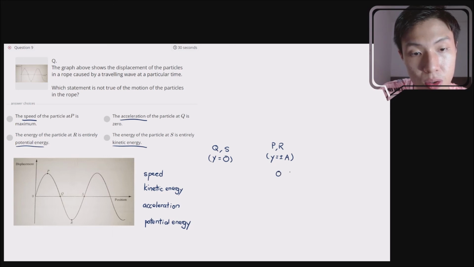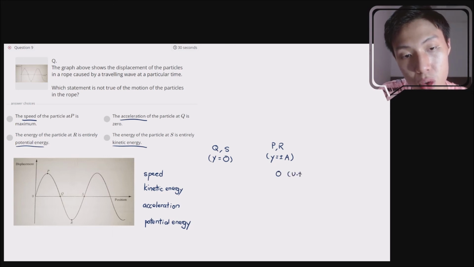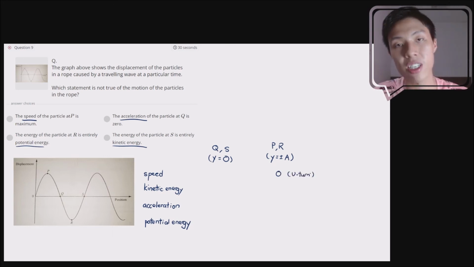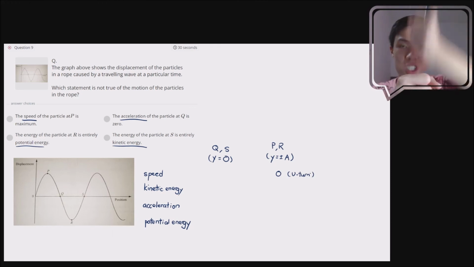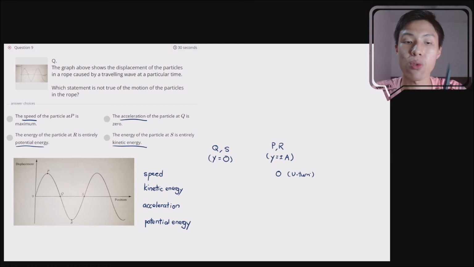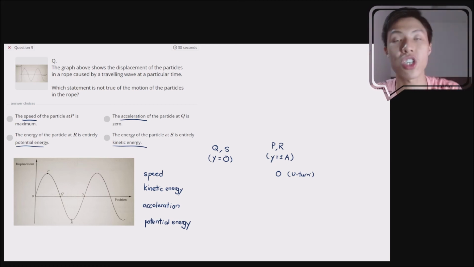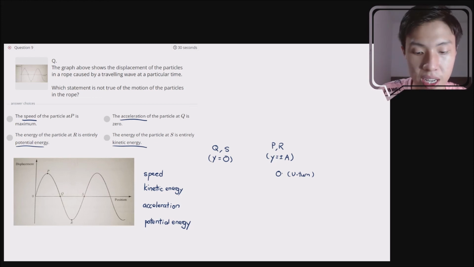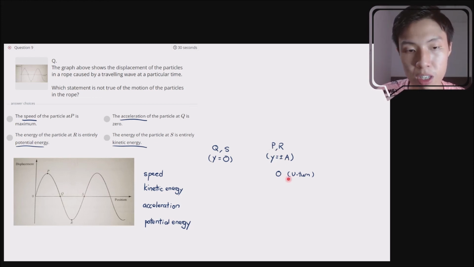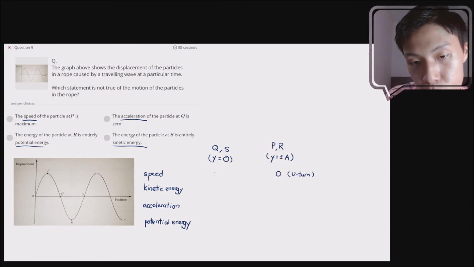C equals 0 because you want to make a U-turn. If you are at the maximum displacement, you want to change direction to go from upward to downward. So change of direction requires you to make a U-turn. So your speed must reach 0 in order to change direction. So if you know that at the maximum displacement, your speed must be equal to 0, then you know that at the equilibrium position, your speed must be maximum.